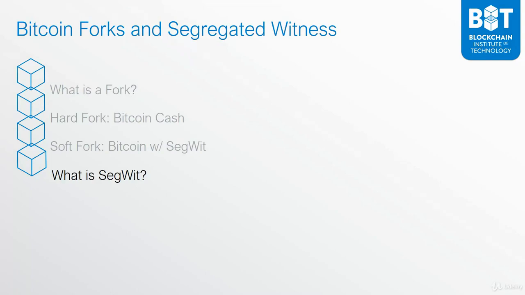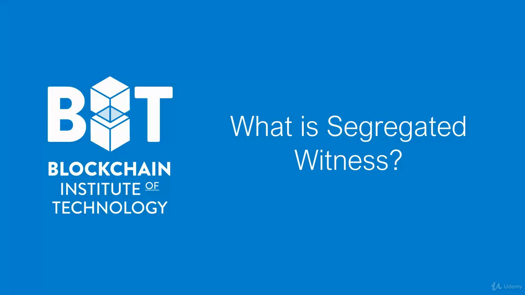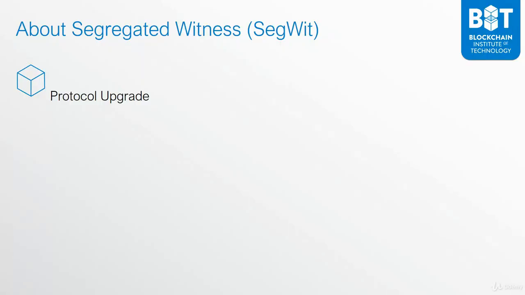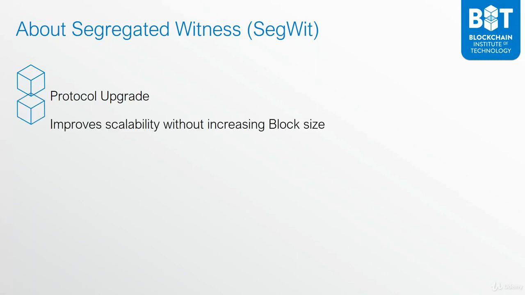Let's discuss now what is segregated witness. Segregated witness at its core is a protocol upgrade. It basically improves the scalability of Bitcoin without increasing the block size. SegWit also works to address a vulnerability in Bitcoin, which is called transaction malleability. SegWit works to resolve this transaction malleability.